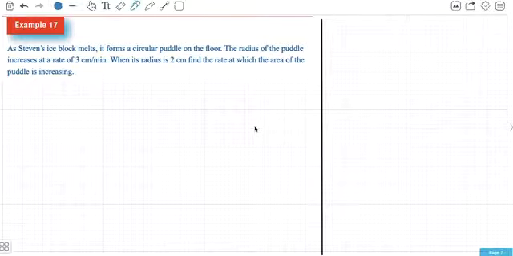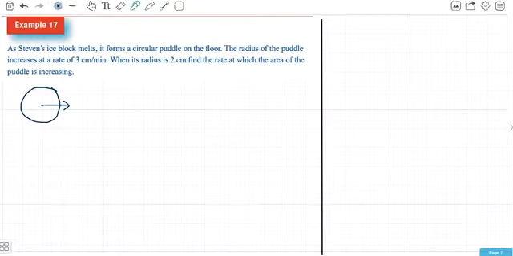For example, we're now looking at an ice block melting and forming a circular puddle. So there's a little circle. And the puddle is actually increasing in size, so the radius of that puddle is increasing. The particular problem we're looking at has the radius of the puddle increasing at a rate of 3 centimetres per minute. And the question's asking, when its radius is 2 centimetres, so that's a set value, find the rate at which the area of the puddle is increasing.